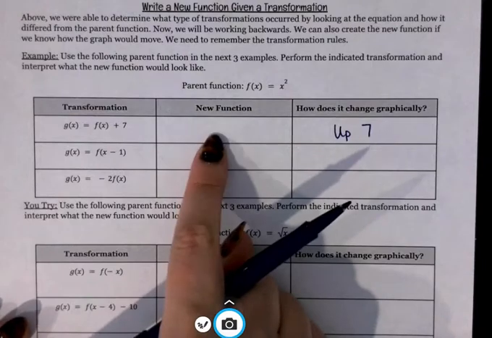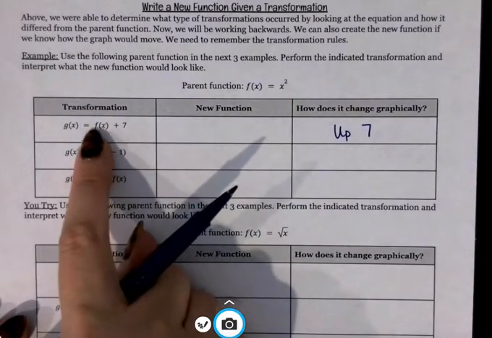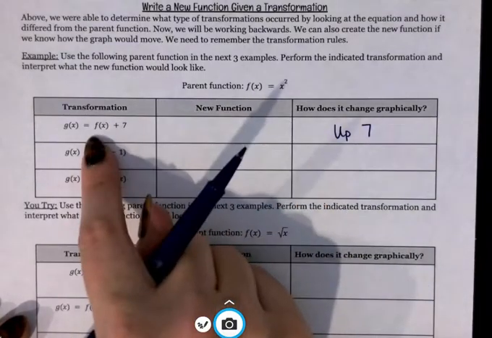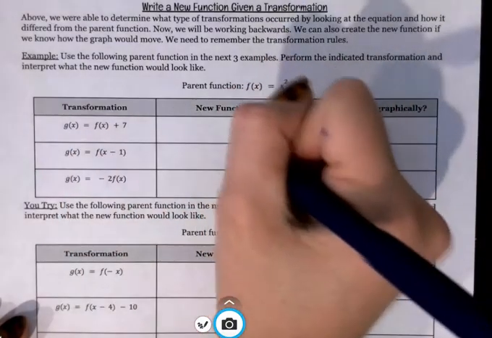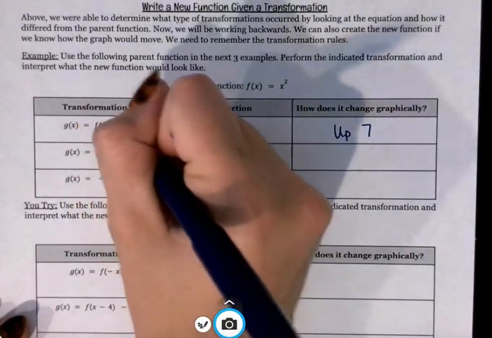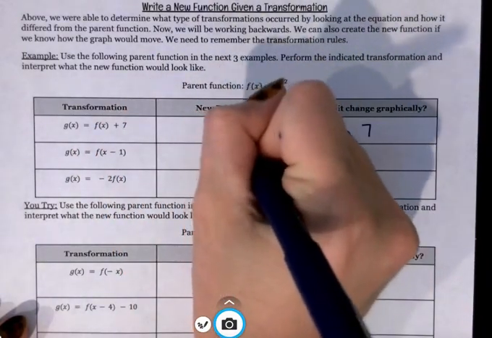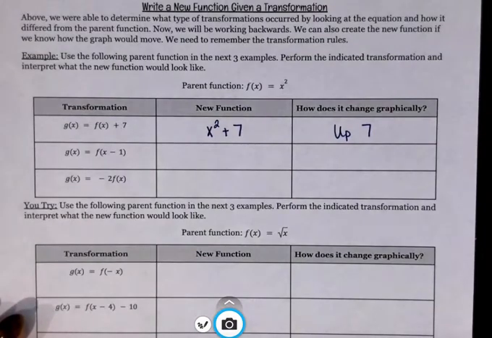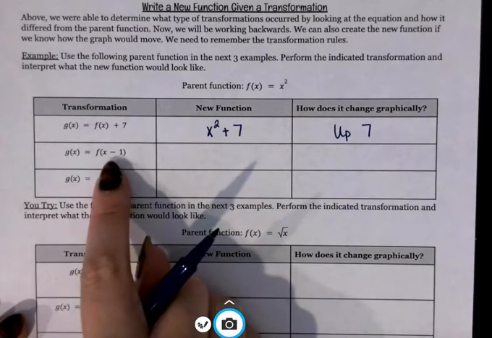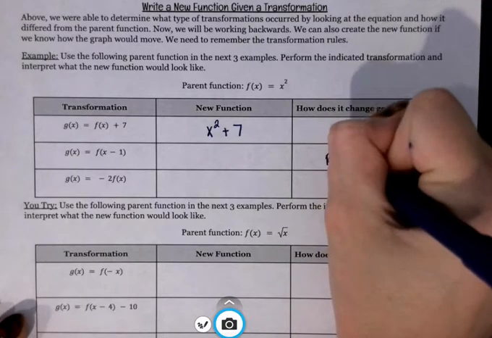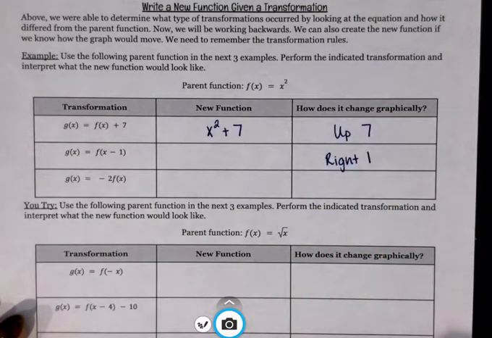When I write my new function, I'm going to take this f of x out and I'm going to put my function in place of it. So instead of having f of x plus 7, well, I know f of x is x squared, so it's going to be x squared plus 7. For my second one, I have that minus 1 on the inside of parentheses, so I know it is going to the right 1 unit.